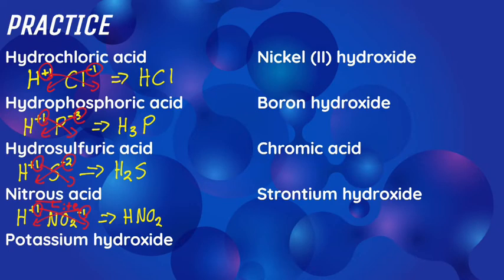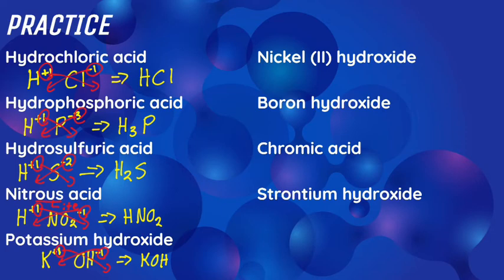All right, taking a look at potassium hydroxide. Our potassium is our K with a +1 charge. Our hydroxide is our OH, and our hydroxide always has a -1 charge with it. And we're going to cross these. And so what we should end up with is our KOH.